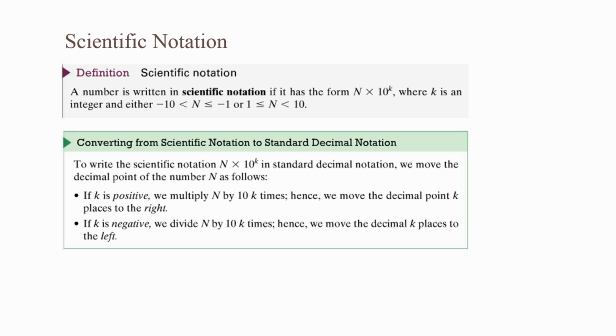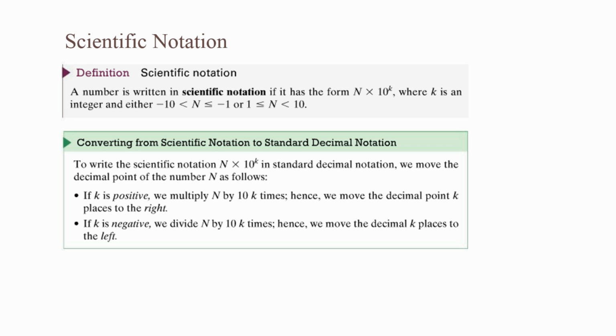Scientific notation. A number is written in scientific notation if it has the form n times 10 to the k, where k is an integer and either negative 10 is less than n is less than or equal to negative 1, or 1 is less than or equal to n less than 10. What this means is when you're writing scientific notation, the first number should be a decimal with only a ones place in front of the decimal.